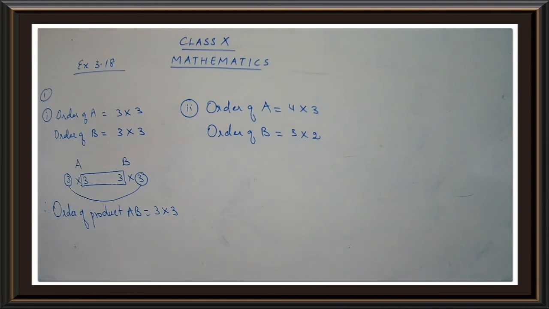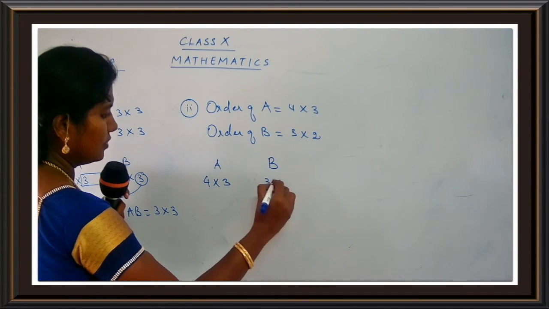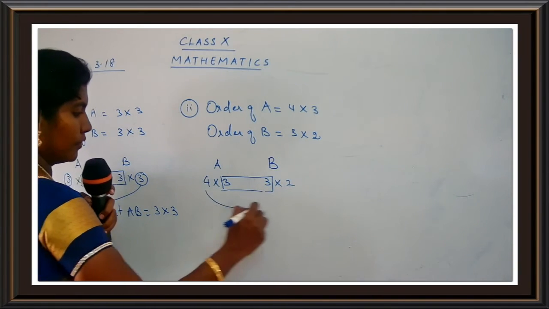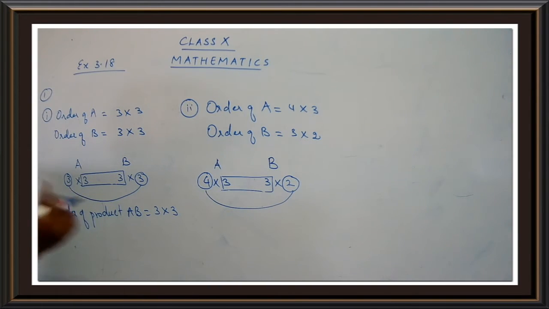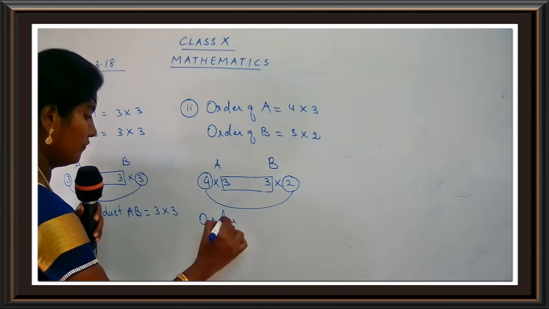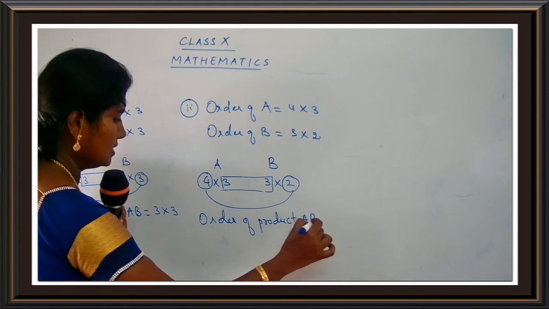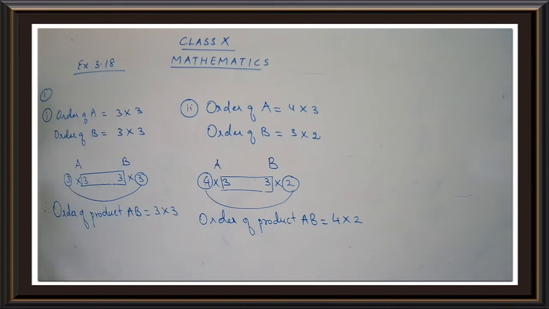Check whether the product is possible, and then you write down the order of the product. So A, B, 4 cross 3, 3 cross 2. They are equal, yes, see? 3, 3. They are the same. So the product is possible. So order of product AB is equal to 4 cross 2.